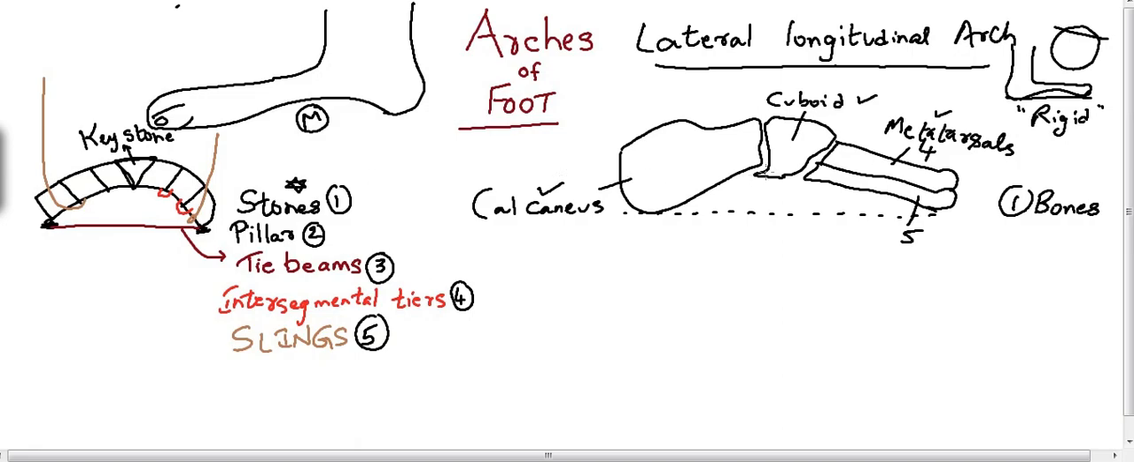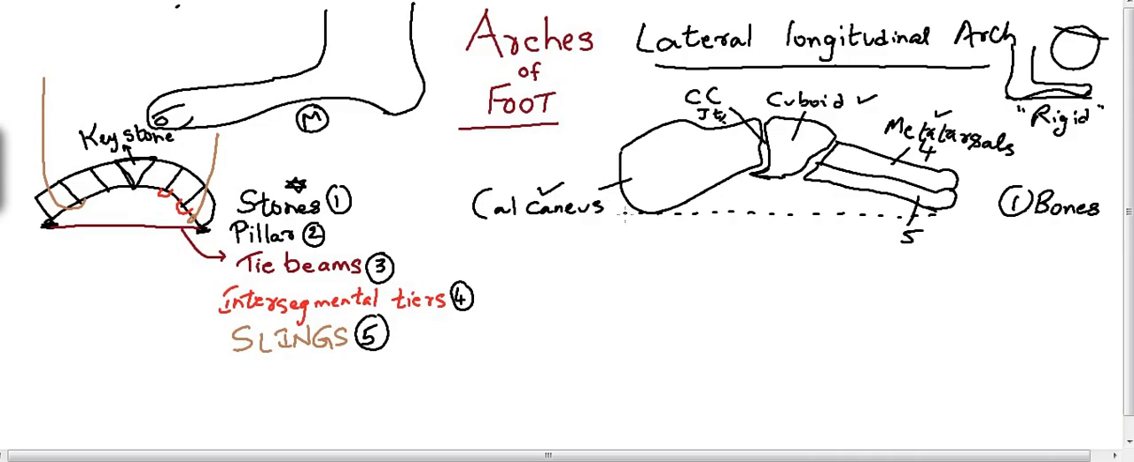The key bone over here is this wedge-shaped projection. It's called the calcaneal angle of the cuboid. It's wedge shaped, so that is the keystone or the key bone. The major joint here is the CC joint. The calcaneocuboid joint is the major joint in this arch. So we have finished the stones.